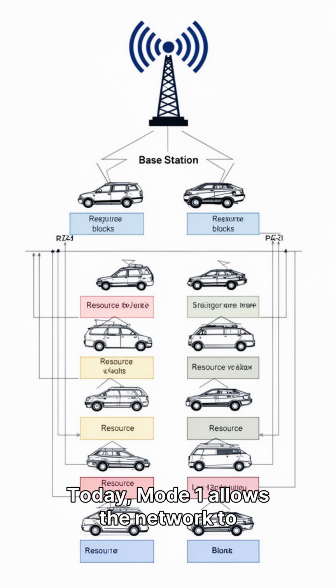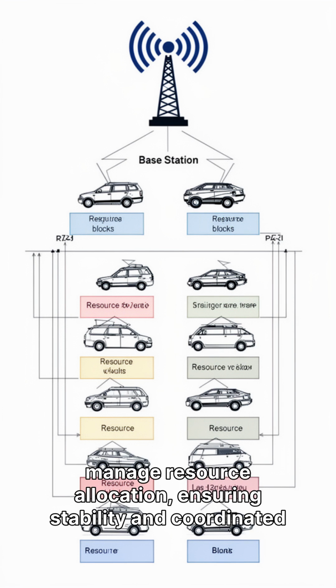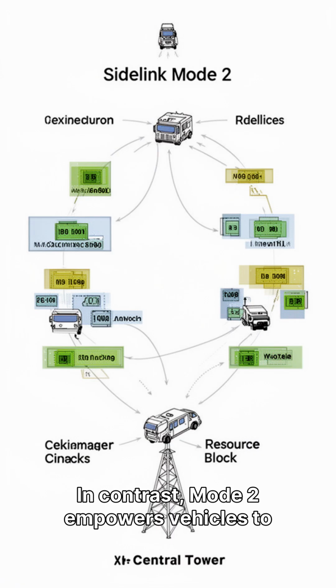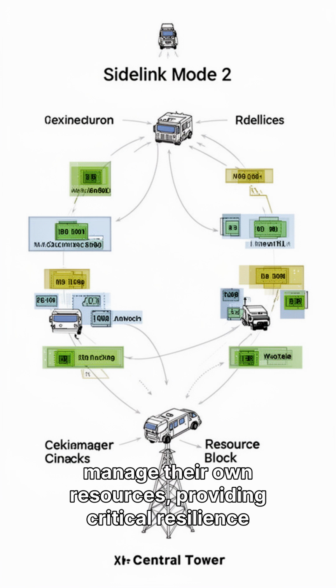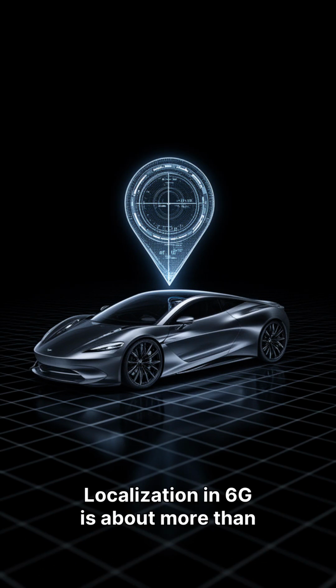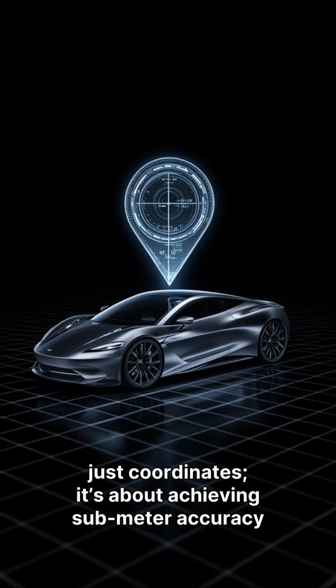Today, Mode 1 allows the network to manage resource allocation, ensuring stability and coordinated communication in dense traffic environments. In contrast, Mode 2 empowers vehicles to manage their own resources, providing critical resilience in areas with poor or no network coverage. Localization in 6G is about more than just coordinates.